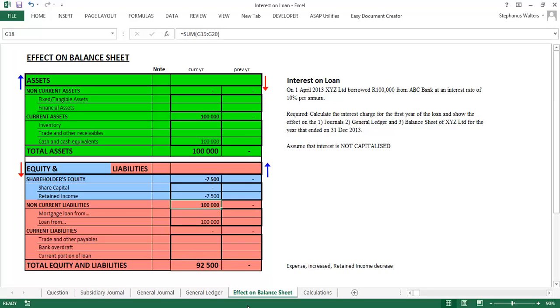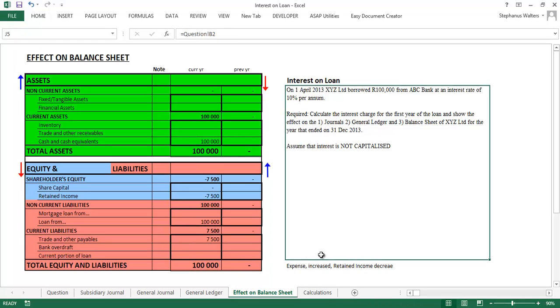And the other side of that entry was the expense payable that increased, which is going to be part of my liabilities. It's going to be a current liability, and more specifically trade and other payables that also increased by 7,500 because I now owe more money to the bank. And there we go, my total assets is equal to my total equity and liabilities.